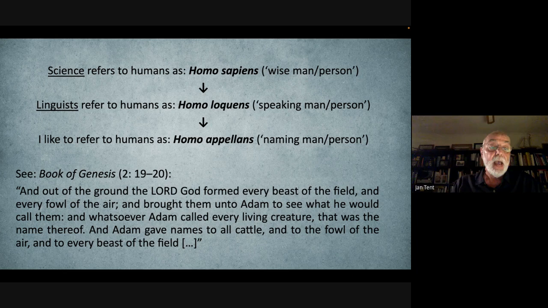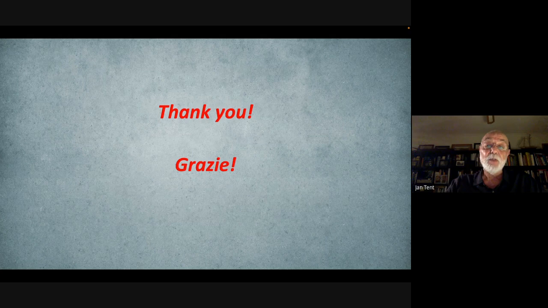Because when we go back to the book of Genesis, second chapter, verses 19 to 20, we read, "And out of the ground the Lord God formed every beast of the field and every fowl of the air, and brought them unto Adam to see what he would call them. And whatsoever Adam called every living creature, that was the name thereof. And Adam gave names to cattle and to the fowl of the air and to every beast of the field." So it goes back a long, long way, how human beings name things. So anyway, that's it. Thank you very much.